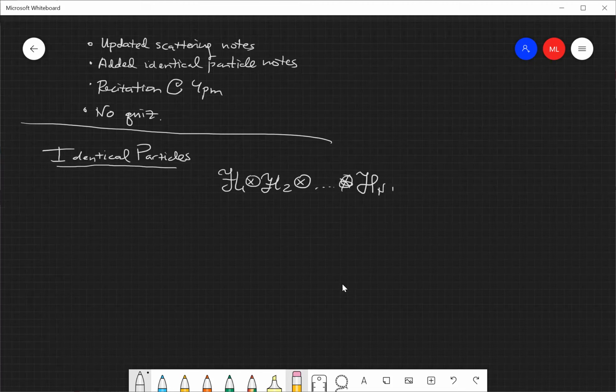So if we take a pair of particles and switch their labels, then the only thing that can happen to the vector in your Hilbert space is that it either picks up a minus sign or it remains the same. Those are the two possible cases, and that's what we concluded last time.